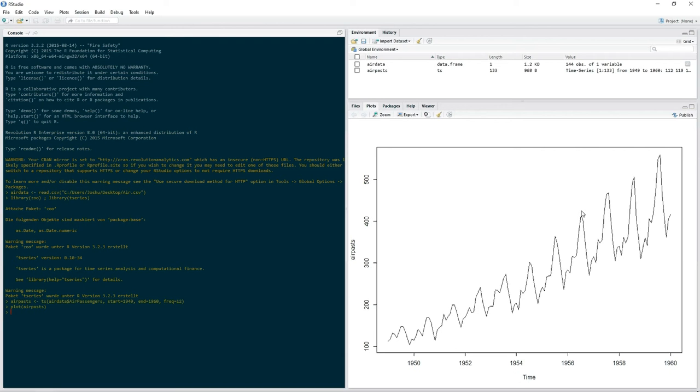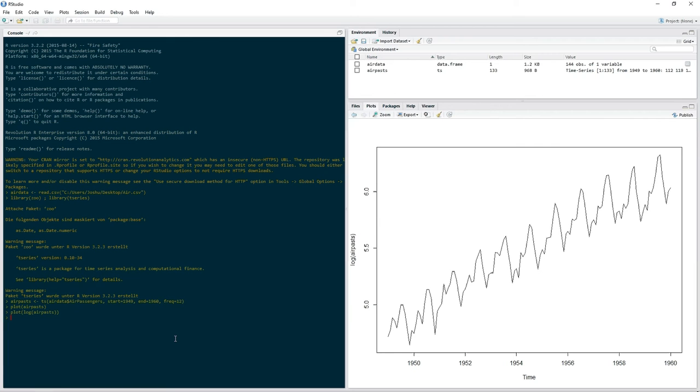Now let's see how we fare by taking the log. So let's plot our data again, but this time we take the log of our data. Okay, so log of AirPassTS. Let's hit enter and take a look what happens. Wow, this is much better. Our variance is now constant over time. So there's constant seasonal fluctuation in our data.